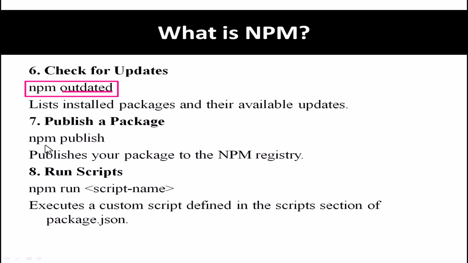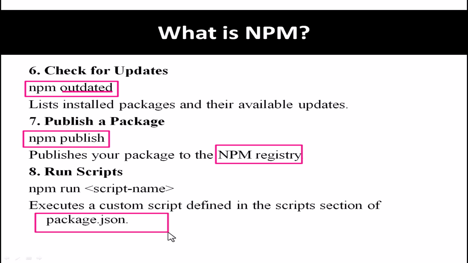Next, publishing a package. If you have successfully built a package, npm publish will publish that package to the npm registry. Next, running scripts. If you want to run any custom script defined in the scripts section of package.json, you can run it with npm run followed by the name of the script you want to run.